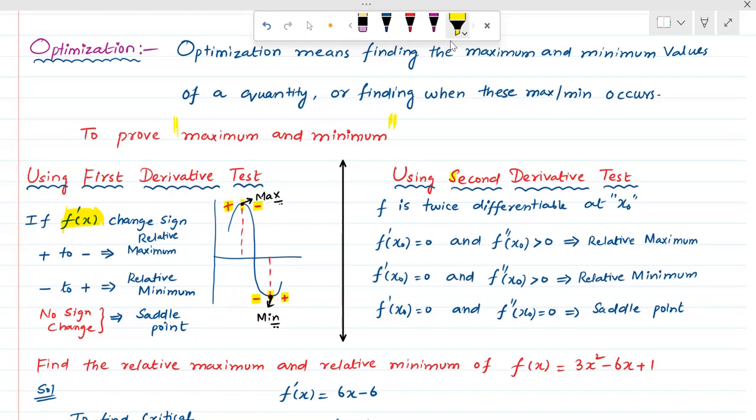Similarly, we have the second derivative test. What is the second derivative test? You differentiate two times to get f double prime. If f double prime is less than 0, it is a maximum, and if f double prime is more than 0, it is a minimum. This is the condition we will have. If it equals 0, it's a saddle point. There is no maximum or minimum. This we call a saddle point.